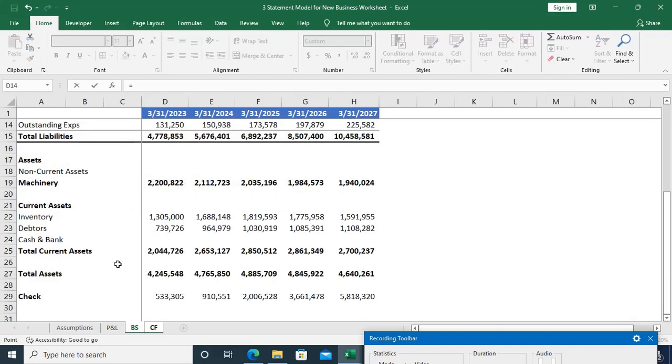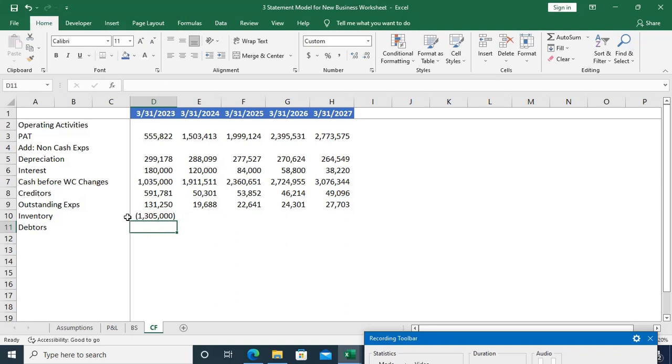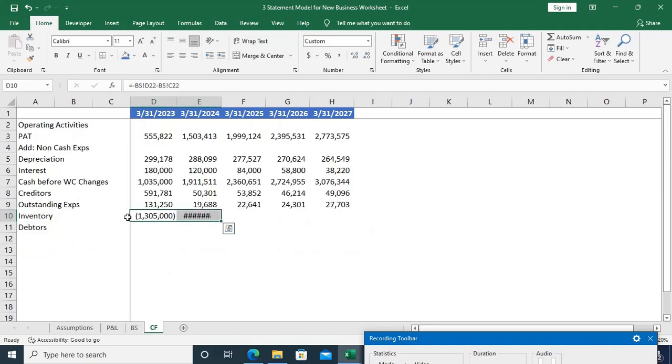So now if inventory goes up, is it cash inflow or cash outflow? It is definitely cash outflow, right? So what we can do is current year minus the previous year, and this is the changes. Now this change I should denote it using the negative sign. Why I am denoting it in the negative sign is because it is actually negative. It is actually the cash outflow.